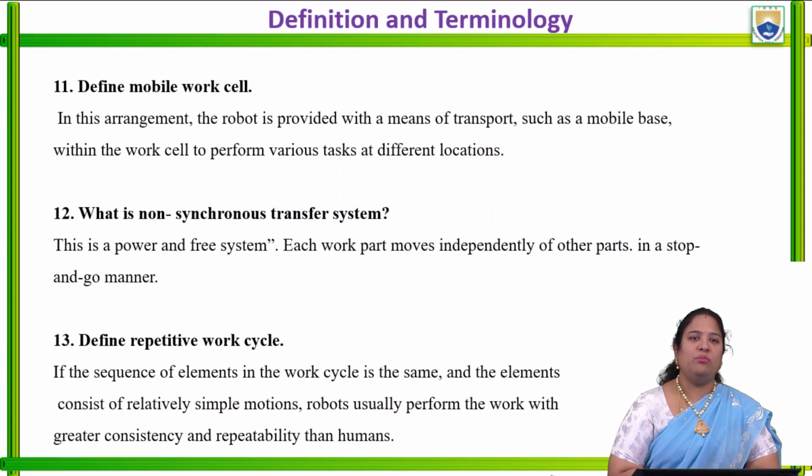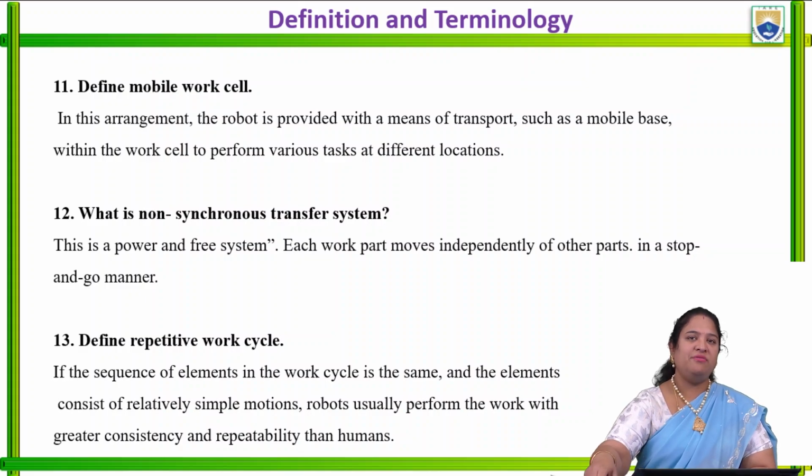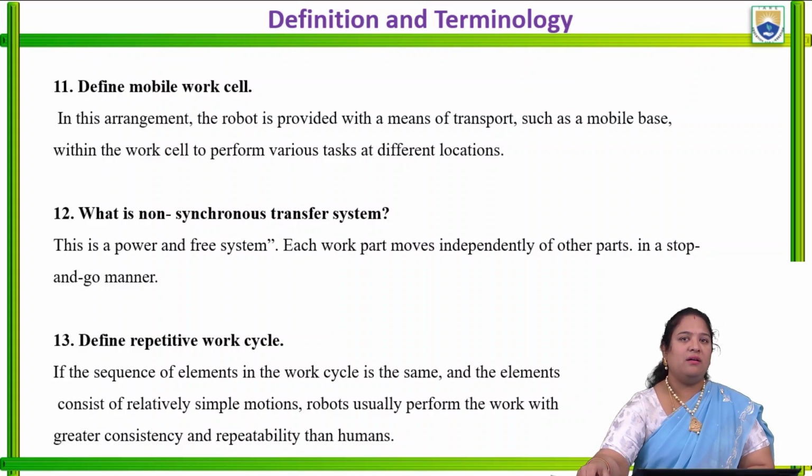What do we mean by mobile work cell? This is an arrangement in which the robot is provided with a means of transport, such as a mobile base, within the work cell to perform various tasks at different locations. An arrangement that makes it possible to work at various different locations with the help of the mobile base is known as the mobile work cell.